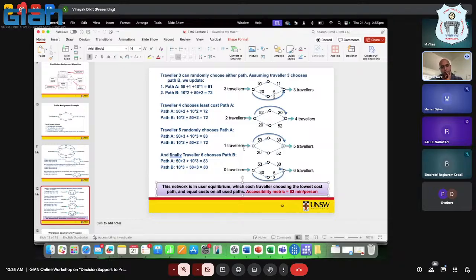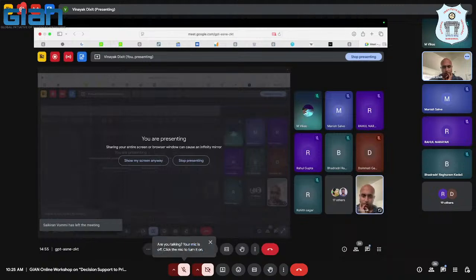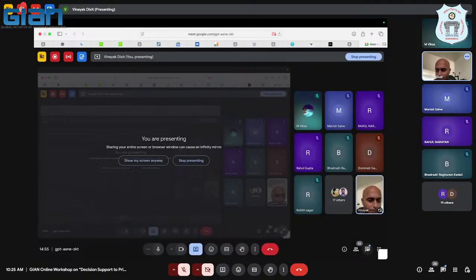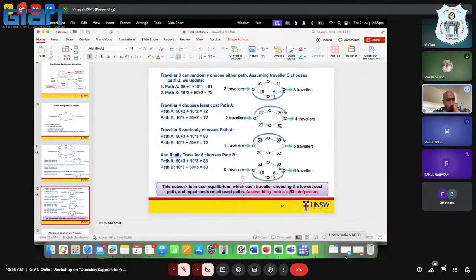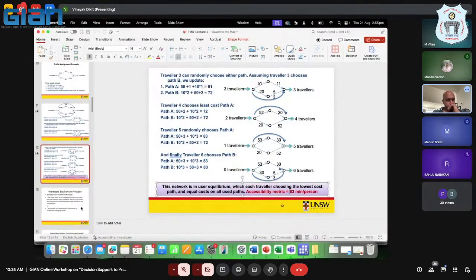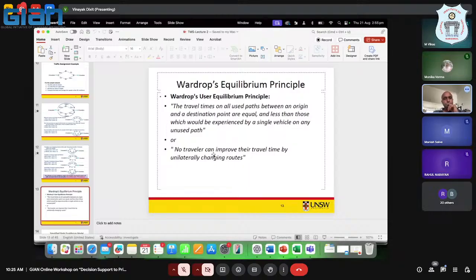Any questions so far? No. So once again, what you can notice is that according to Wardrop's equilibrium, no traveler can improve their travel time by unilaterally changing their routes.